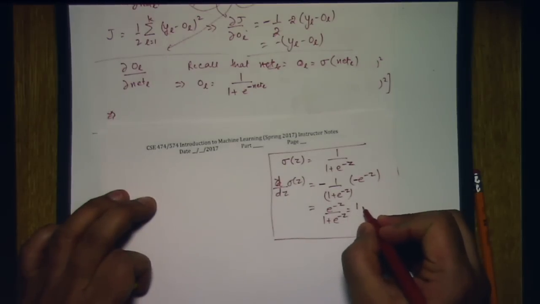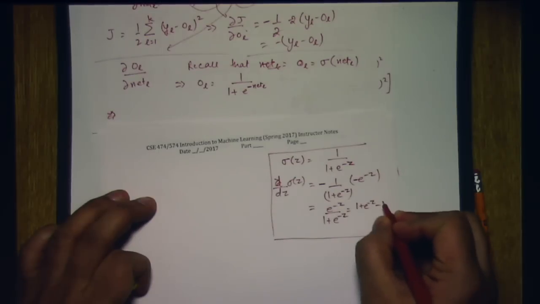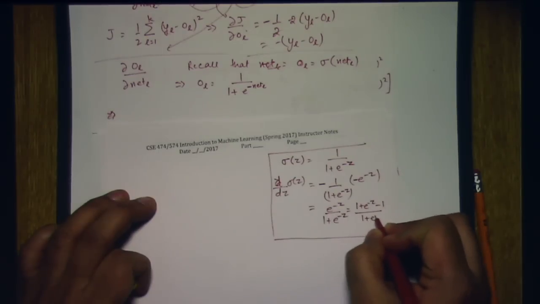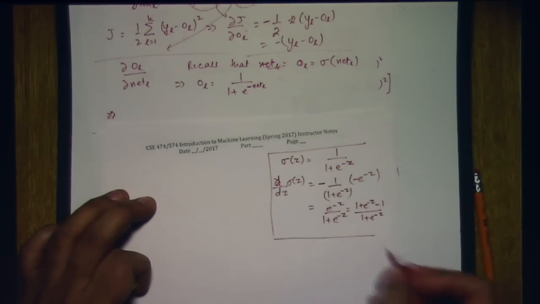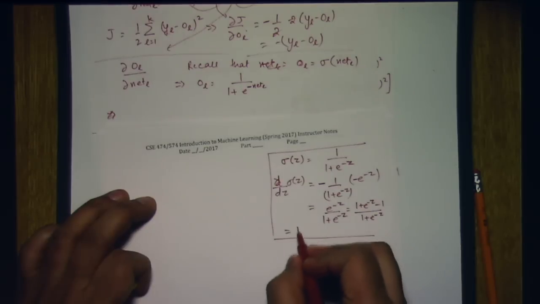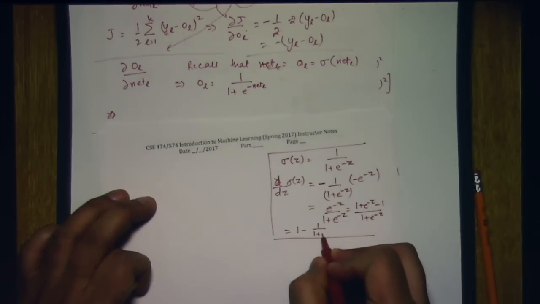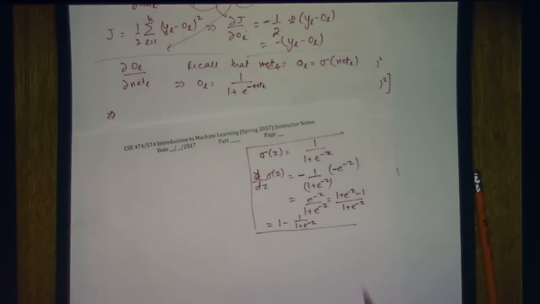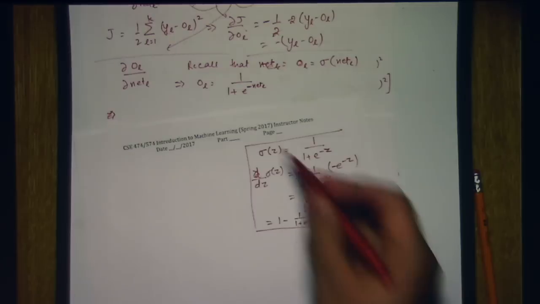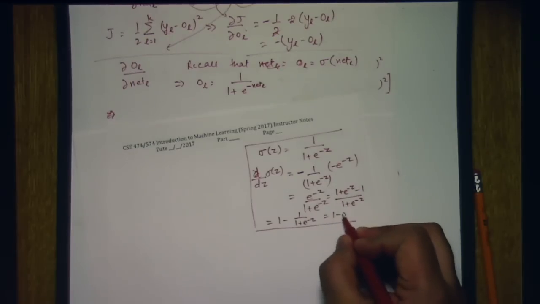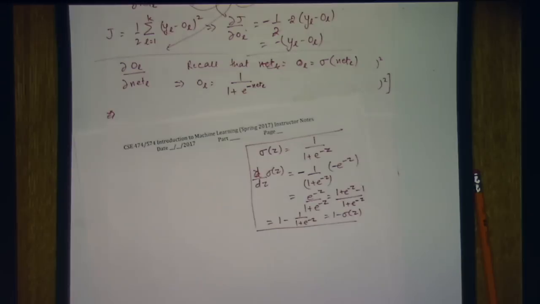1 plus e power minus z minus 1 over 1 plus e power minus z, which can be written as 1 minus 1 over 1 plus e power minus z, right? Now this is actually sigmoid of z, so this is 1 minus sigmoid of z. So the derivative of sigmoid of z is just 1 minus sigmoid of z.